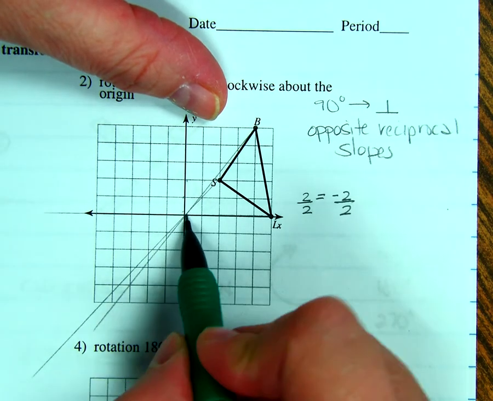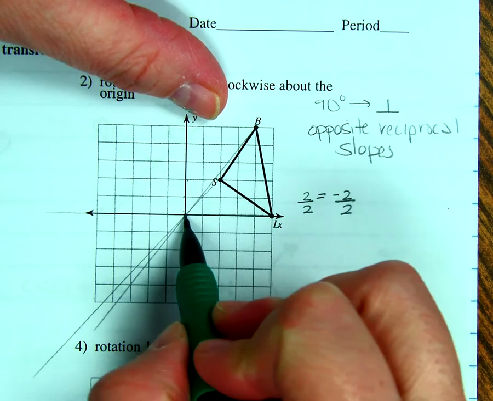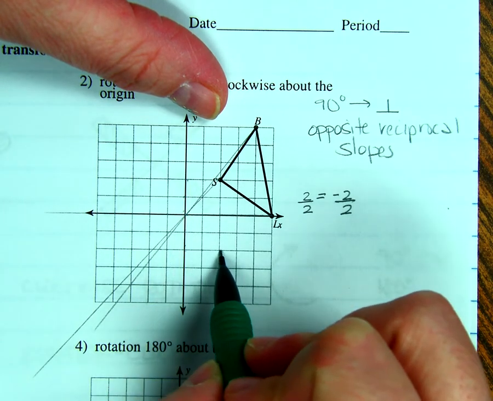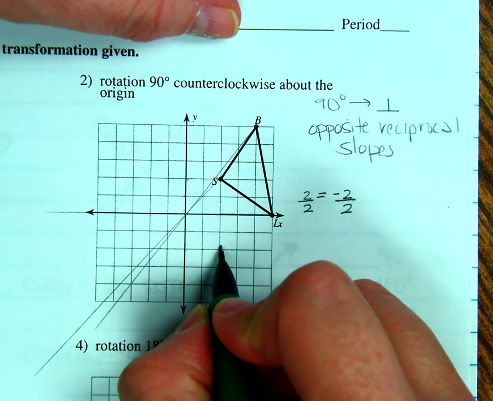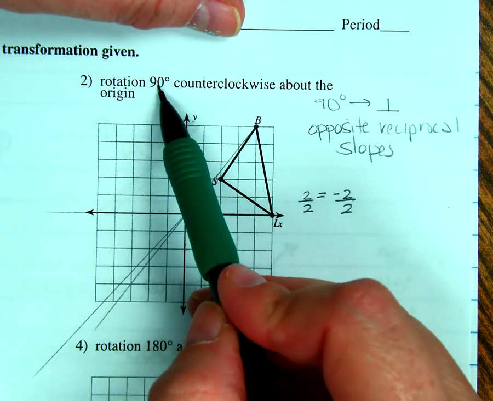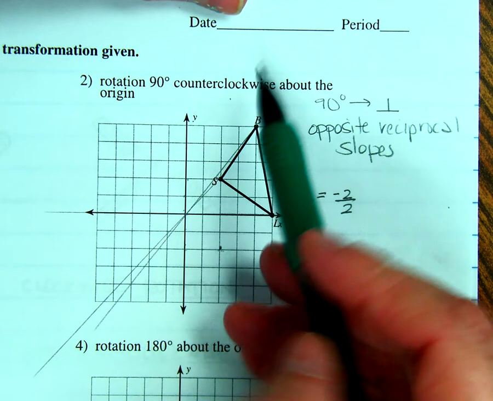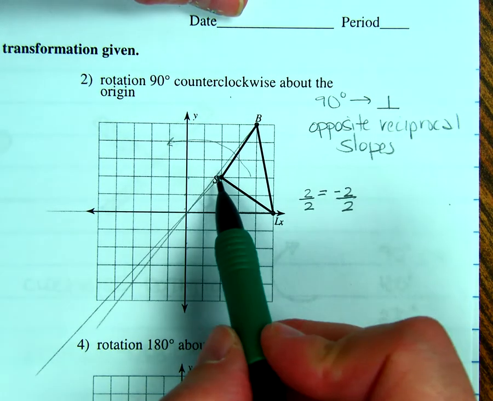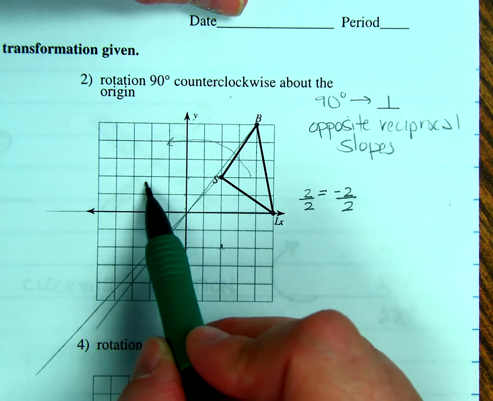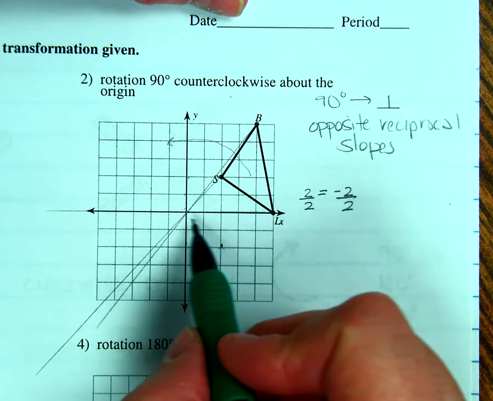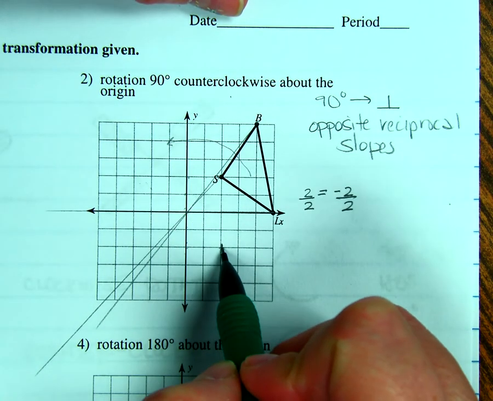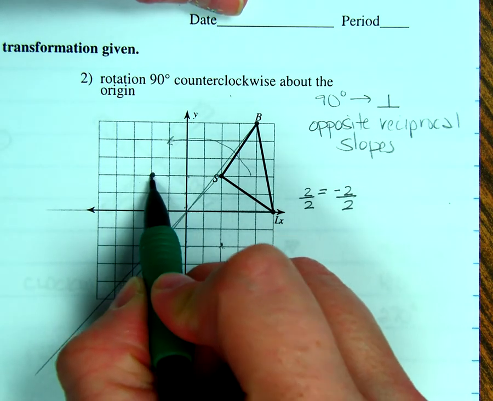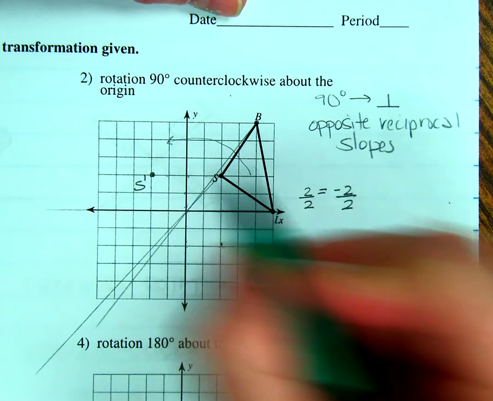If I went down 2 from the origin and to the right 2, that would put me right there. So let's think about that. 90 degrees counterclockwise. If I rotate this, that means this figure is going to be rotating this way. So this point better end up over here somewhere. So instead of going down 2 and to the right 2, I can go up 2 and to the left 2. So there is my S prime.